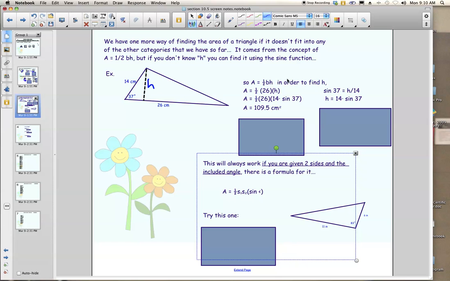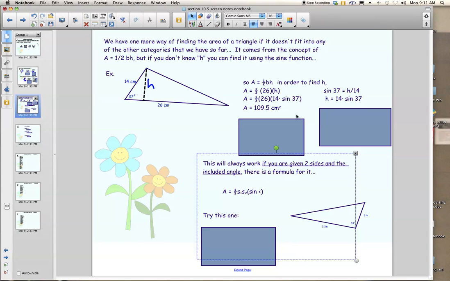I don't know what that would give me. 14 times the sine of 37. I just ended up putting it right in the formula, and that seemed to be easier. If you want to know what it is, you should have gotten 8.4 there. So you would take 1/2 times 26 times 8.4, and that would give you 109.5.